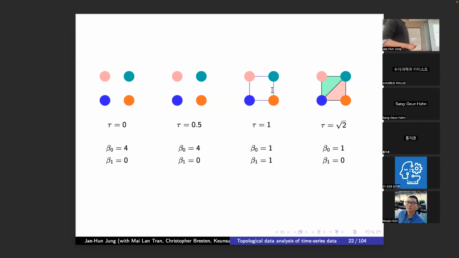And then if tau equals square root of 2, then connect this way or the other way. Okay, so then you still have one connected component, and beta 1 becomes 0 because you just fill inside the triangle, right? There is no hole. The hole disappeared. So the hole appears at tau equals 1, and the hole disappears at tau equals square root of 2. We call this starting point the birth, and the vanishing point the death. So this is the birth time, and then the death time.